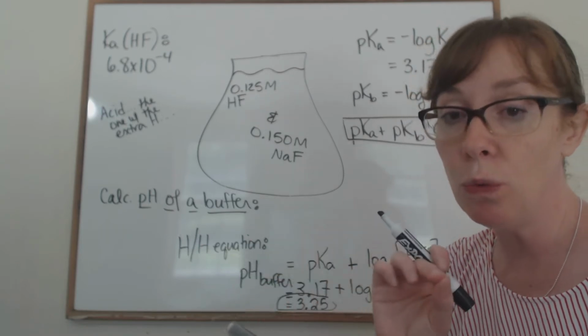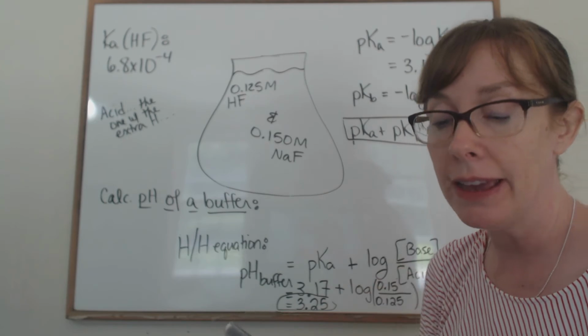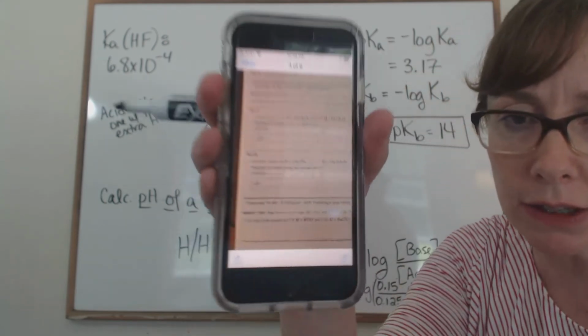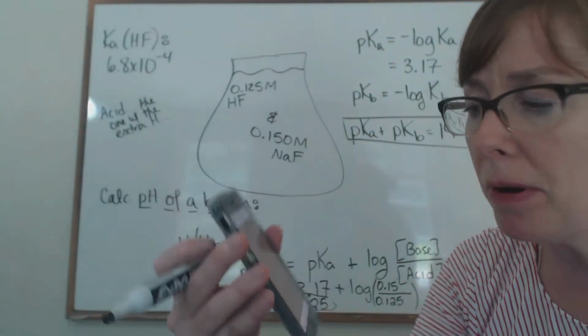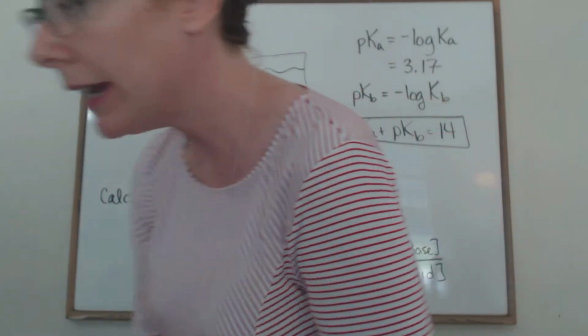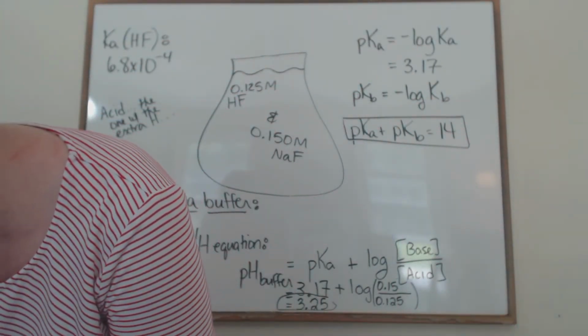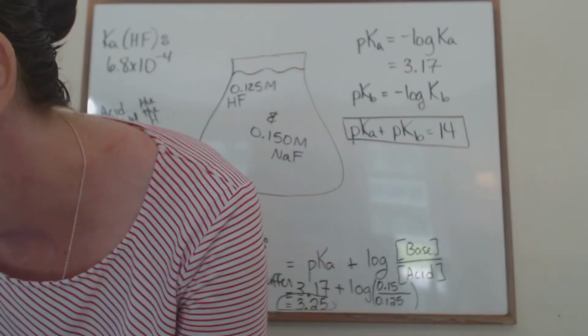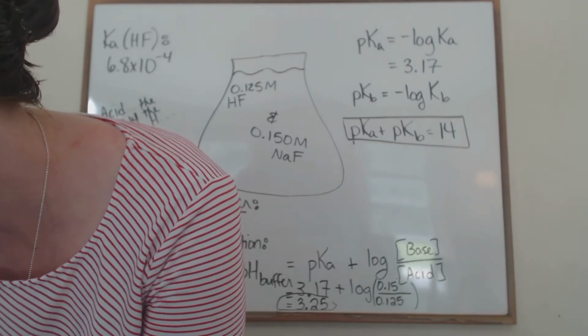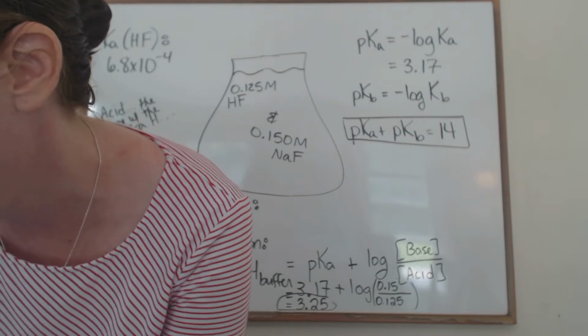For these ones, you will have to look up the Ka for part A. So this is just the one that you sent me here. For part A, you're going to have to look up the Ka for acetic acid. It is on page 739. And then for part B, you're going to have to look up the Kb for CH3NH2, and that's on page 755.